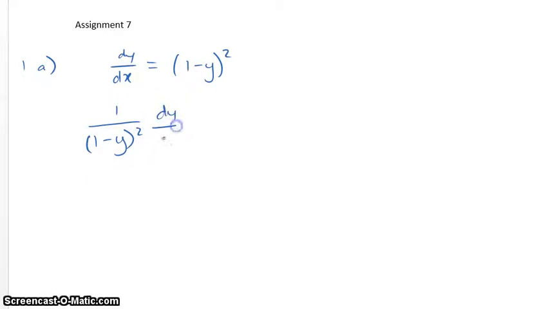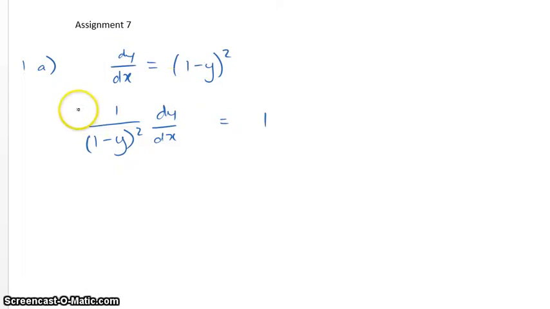Okay, assignment 7, question 1a. We are asked to solve the differential equation dy by dx is equal to 1 minus y to the power of 2. This is a simple separable differential equation, so we can bring all of the y terms to the left-hand side as such, and still have dy by dx left over, and that will be equal to 1.